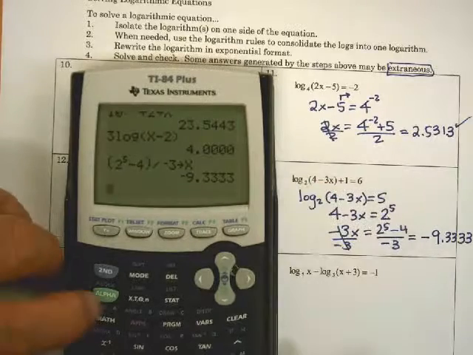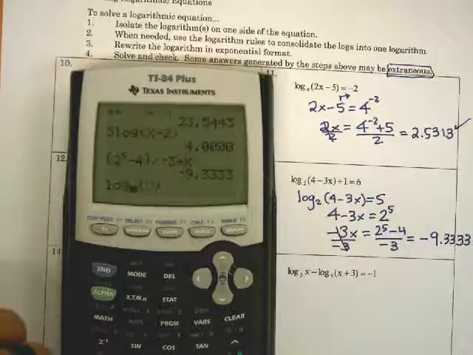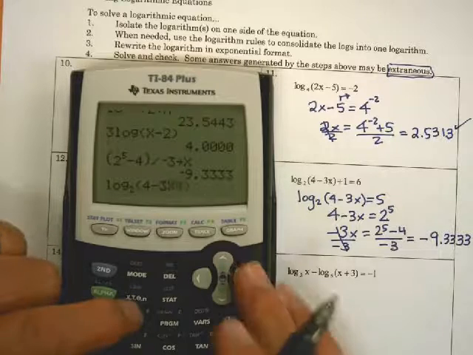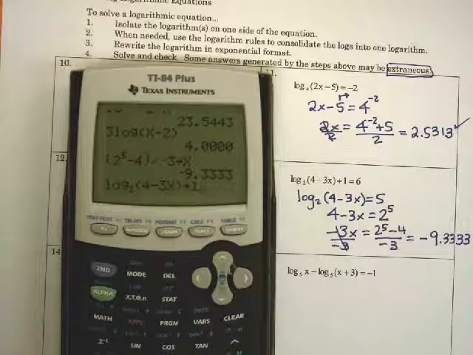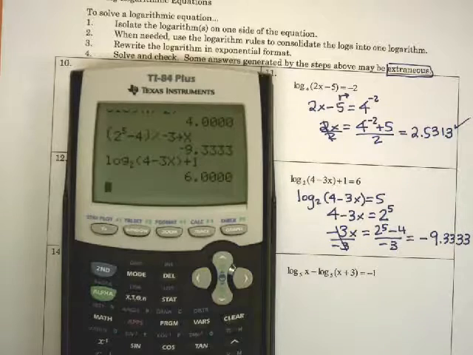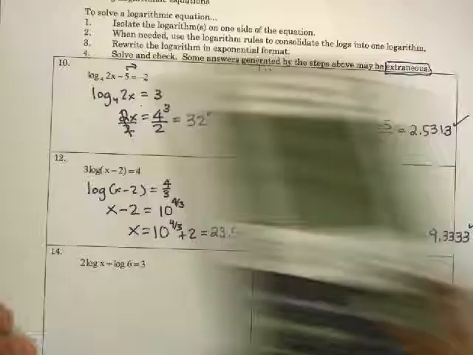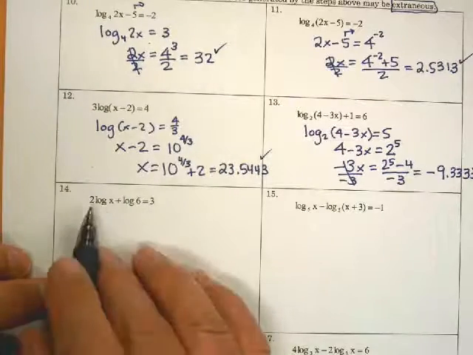Math alpha math will give me that log base option. 4 minus 3x and then plus 1. We're hoping that all equals 6 like it's supposed to. There we go. Legitimate answer. Okay, it's getting a little trickier here. This next one, you can see there's 2 logarithms.